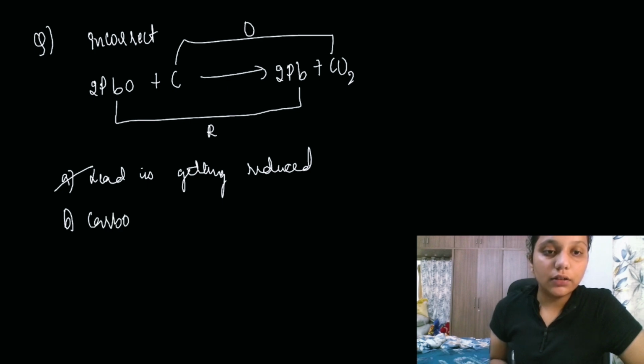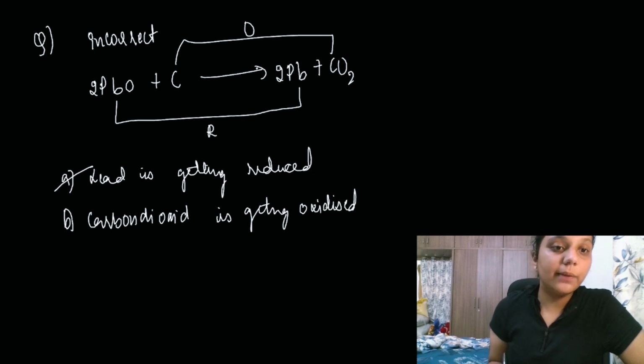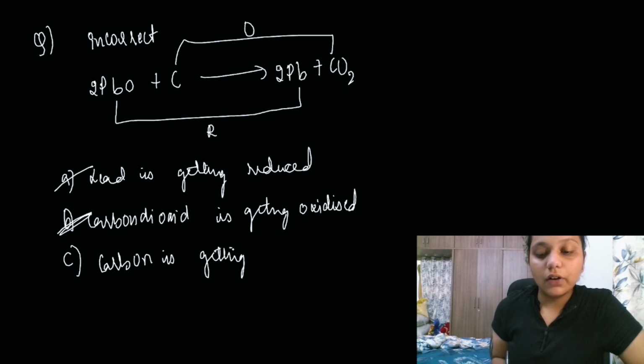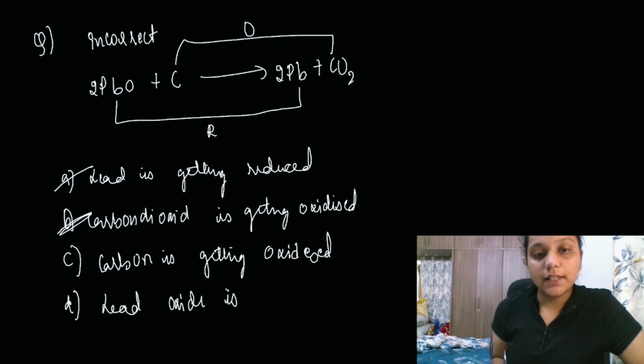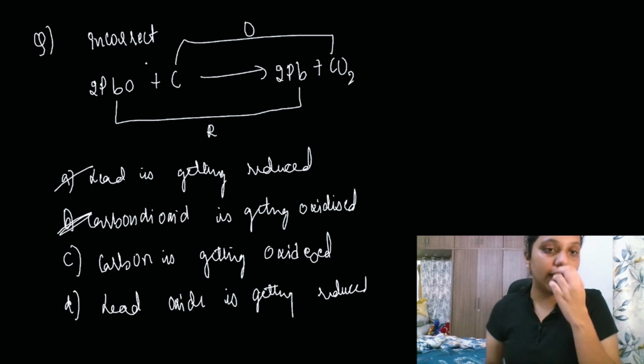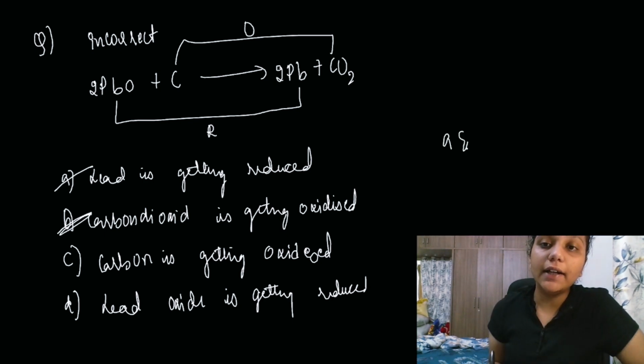The second statement is carbon dioxide is getting oxidized. Carbon is getting oxidized, not carbon dioxide. So they are asking incorrect, so this one is right. Option C is carbon is getting oxidized. This statement is satisfied, but they are asking for the incorrect one. Option D is lead oxide is getting reduced. This option is correct, but they are asking for the incorrect statement. So the answer will be A and B.